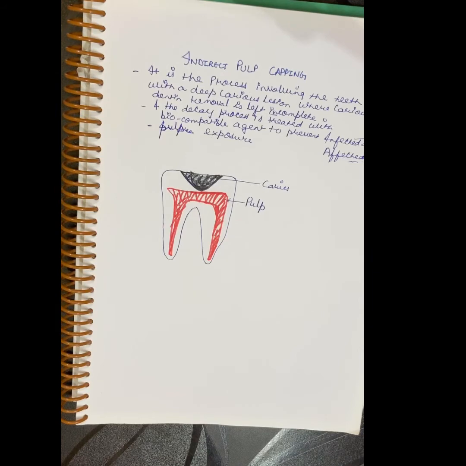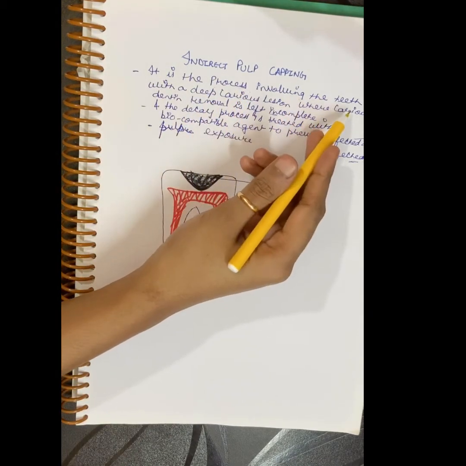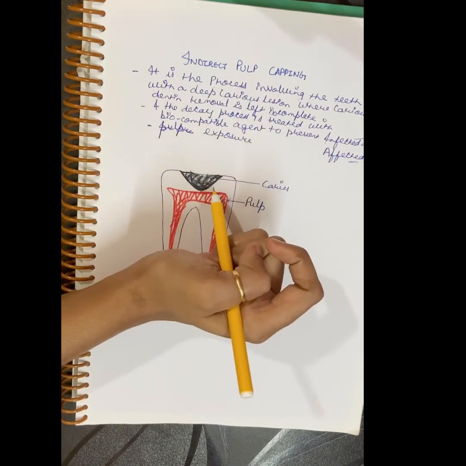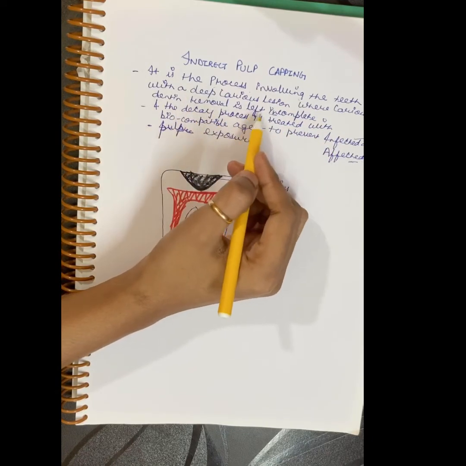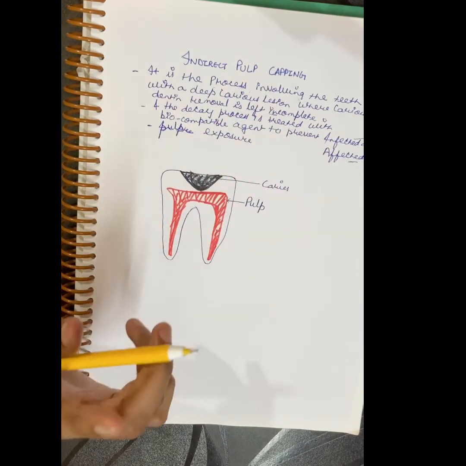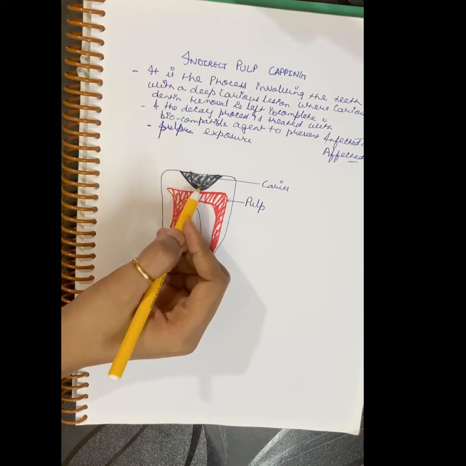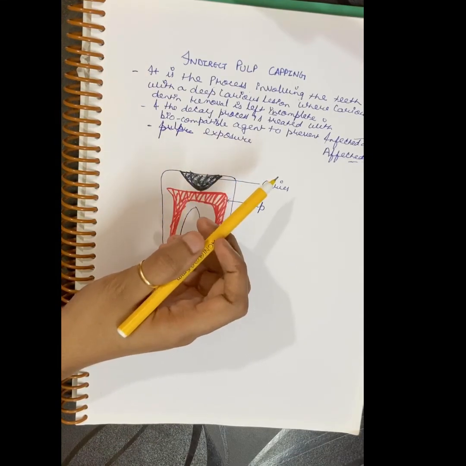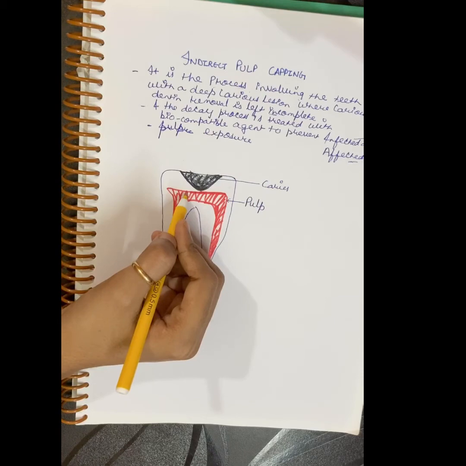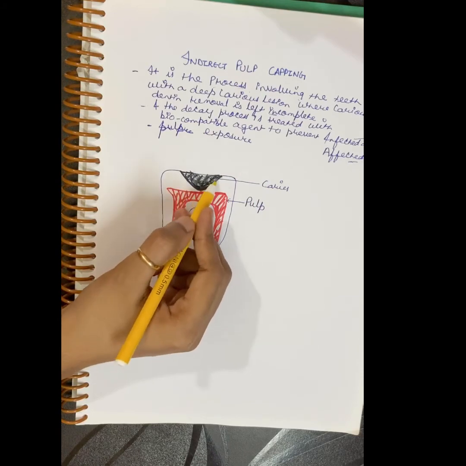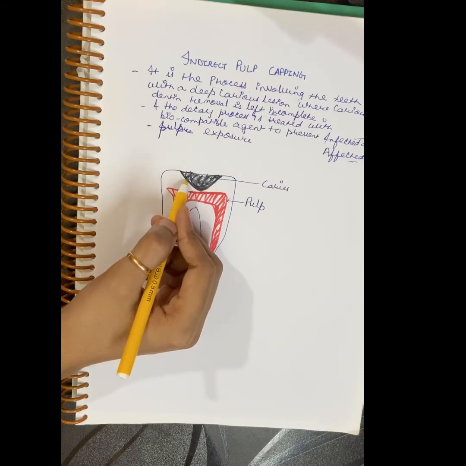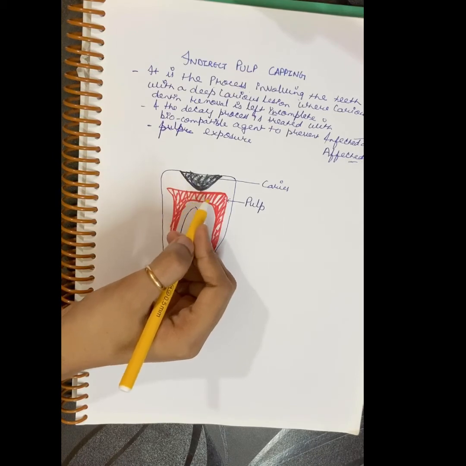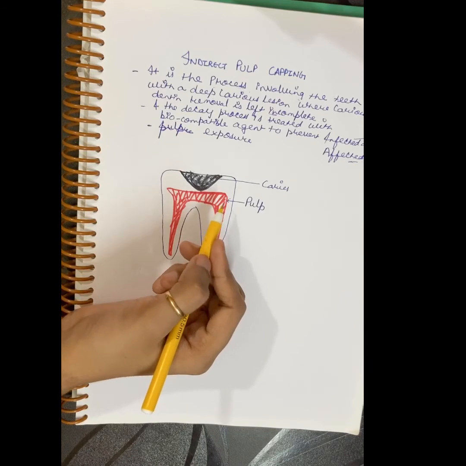Now, once again I am repeating it. What is indirect pulp capping? It is a process involving the teeth with a deep carious lesion where the carious dentine removal is left incomplete. Why incomplete? We have not removed all, we left it incomplete to prevent the pulpal exposure. What we are doing here is we are removing all the infected dentine, we are leaving the affected dentine so that it gets remineralized and it prevents our pulp exposure.